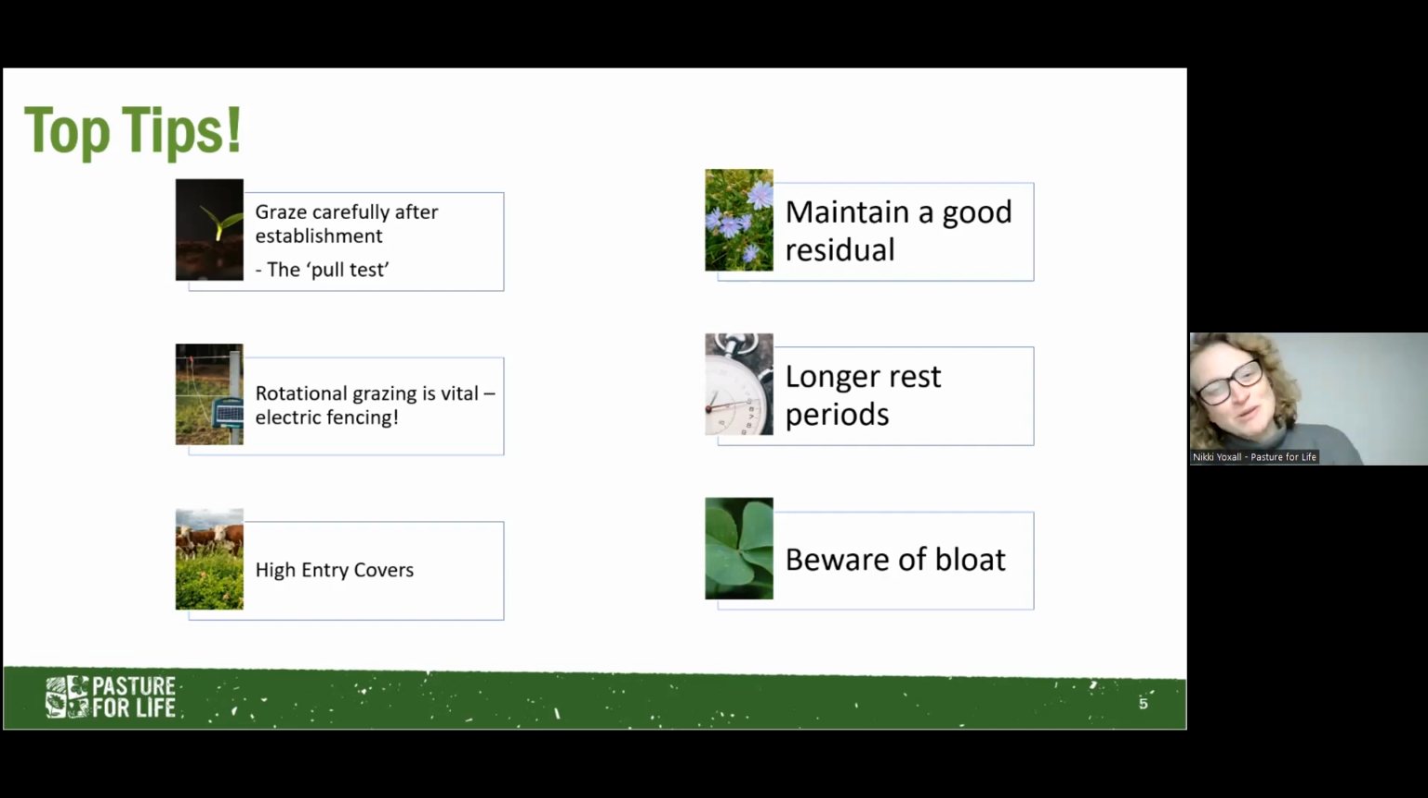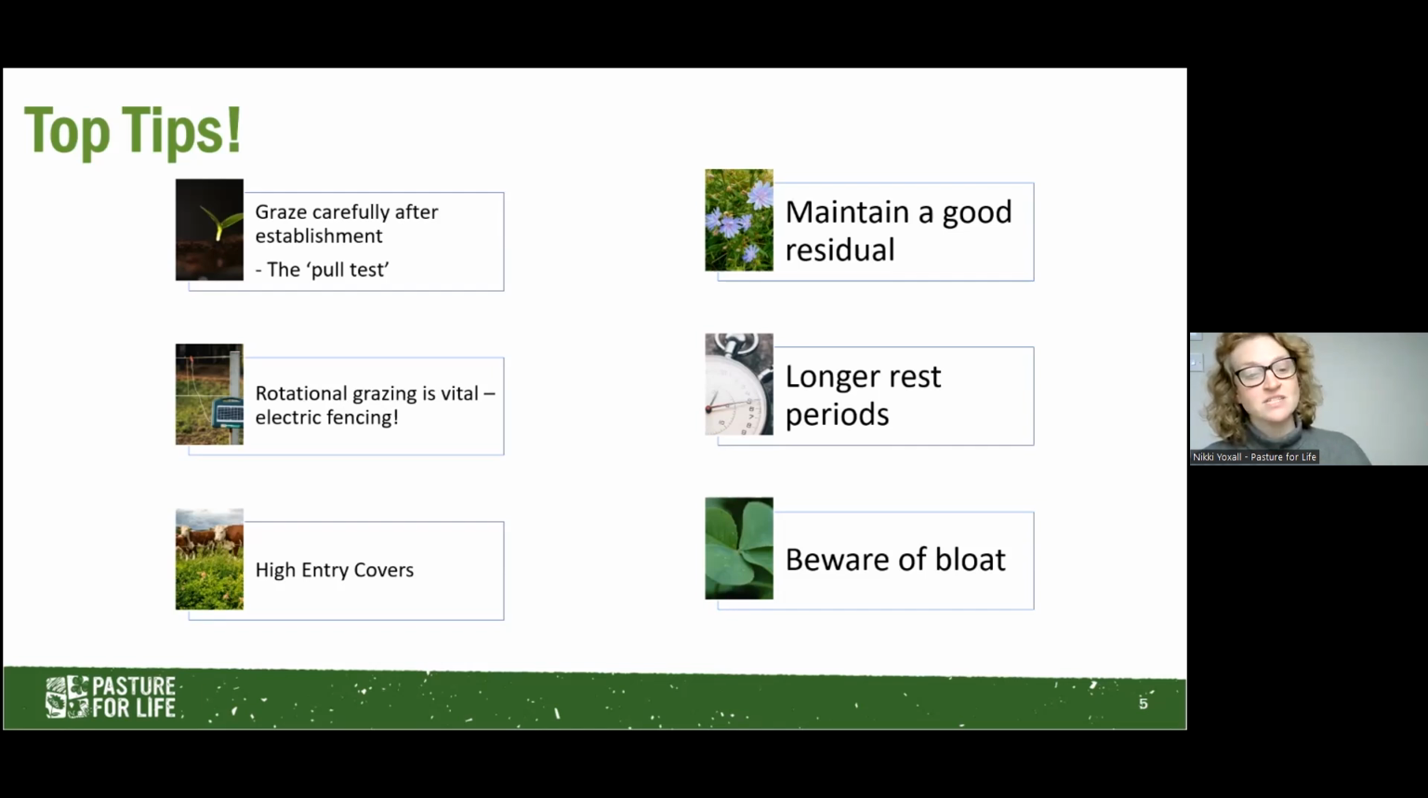Again, like with the wintering management that we've talked about, rotational grazing is vital. Having electric fencing, making sure your animals are used to electric fencing, that you can use this to subdivide, move animals on, and not allow them to stay in the same area for too long. And I think that by controlling that grazing, you can maintain these high entry covers, allow those plants really to get nice and tall, much higher than the kind of 4,000 kilos of dry matter per hectare. We want this to be high.